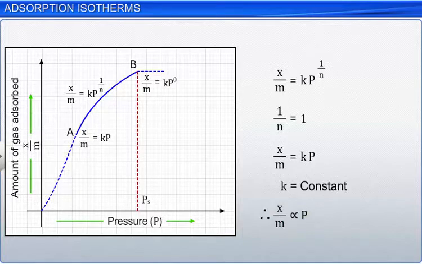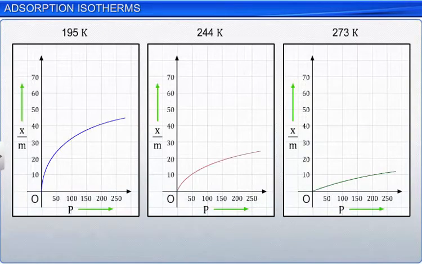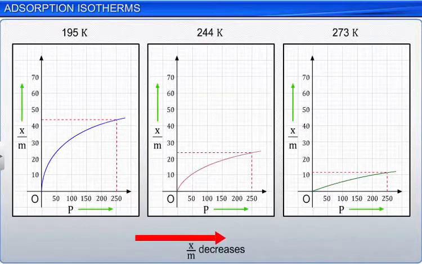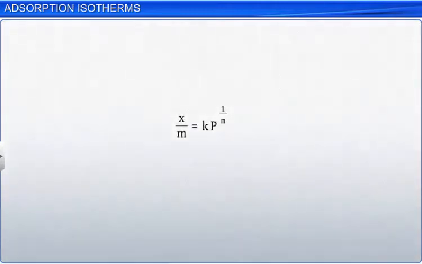If you compare the adsorption isotherms for a gas at different temperatures, you will observe that at a particular pressure, there is a decrease in physical adsorption with an increase in temperature. The Freundlich adsorption isotherm can be validated by taking the logarithm of the isotherm equation. Taking logarithm of both the sides, the equation becomes log x by m equal to log k plus 1 by n log p.